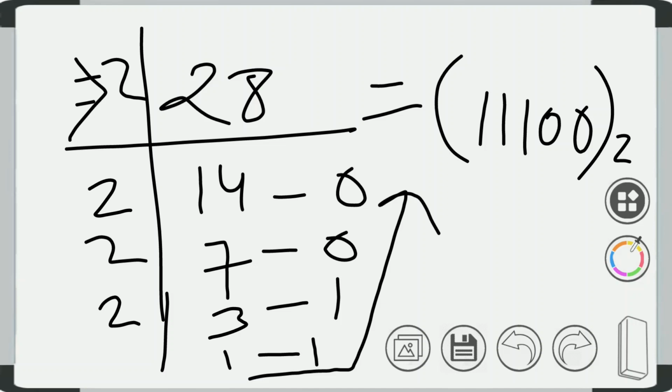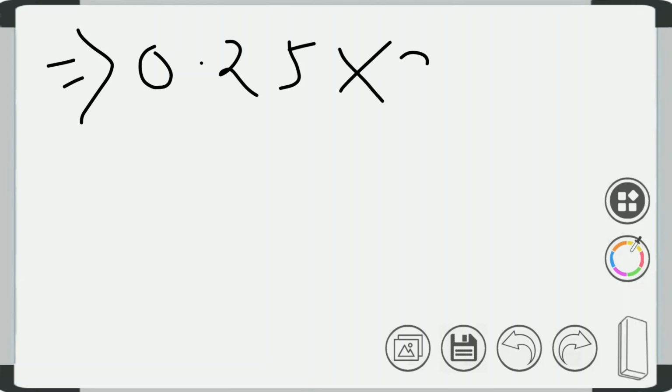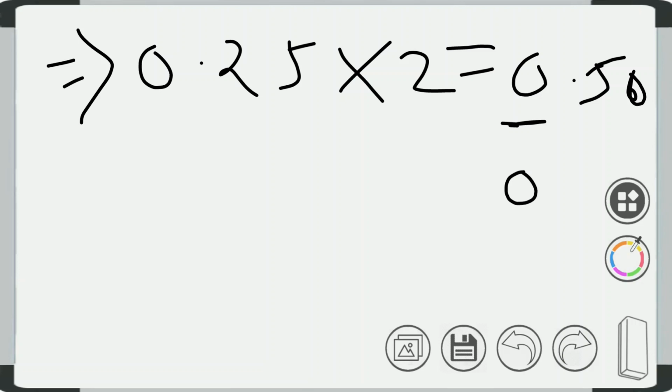Now the fractional part, that is 0.25. As we know, when we convert the fractional decimal number into its equivalent binary number, the fraction part is multiplied by 2. So we multiply this fractional part with 2. The output will be 0.50. Here the integer part is 0, so we will write here 0.